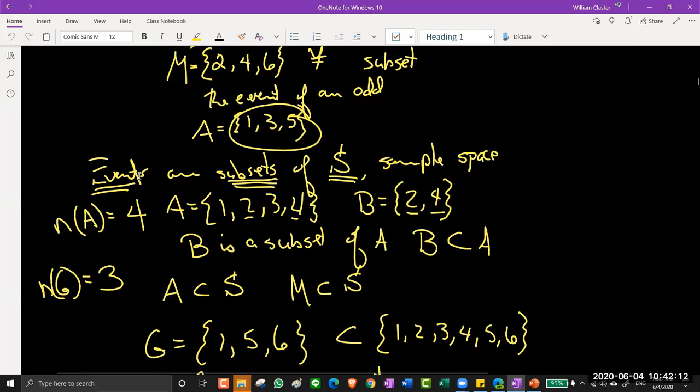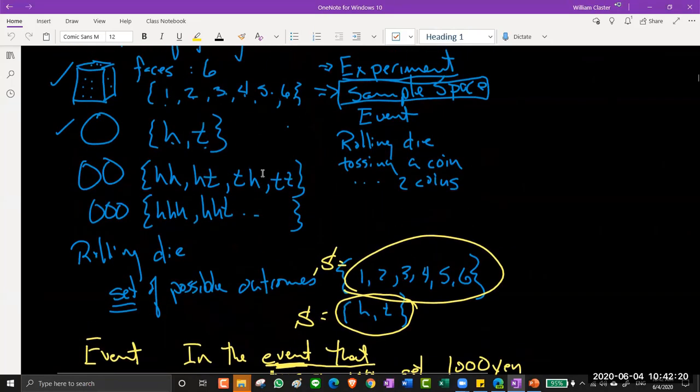We said, and we had an important definition. We said events are subsets of the sample space. So remember, the sample space is the set of all possible outcomes when you do an experiment. We had these words: experiment, sample space, event. And we talked about the event of rolling a die, the event of tossing a coin, the event of tossing 2 coins, the event of tossing 3 coins. And each time we write out what the sample space would be. So when we toss a coin, it's H and T. When we roll a die, it's 1, 2, 3, 4, 5, 6. When we toss 2 coins, it's H, H, H, T, T, H, T, T, and so on.